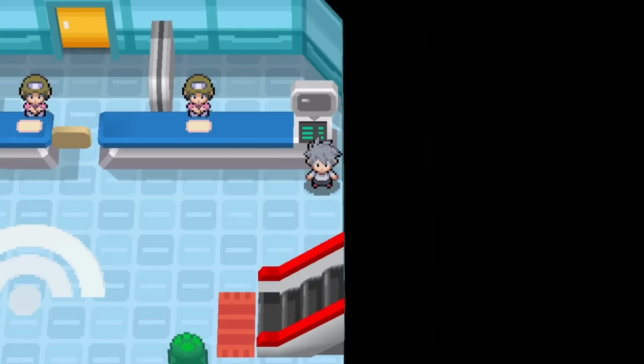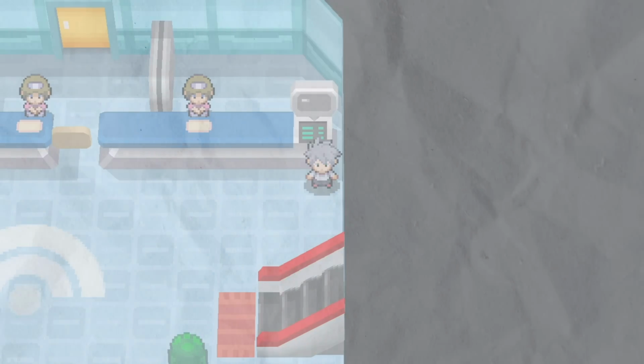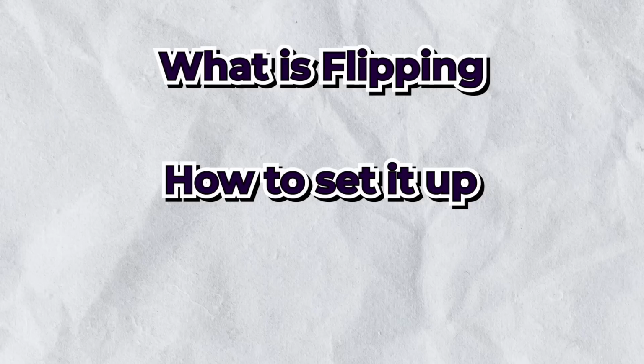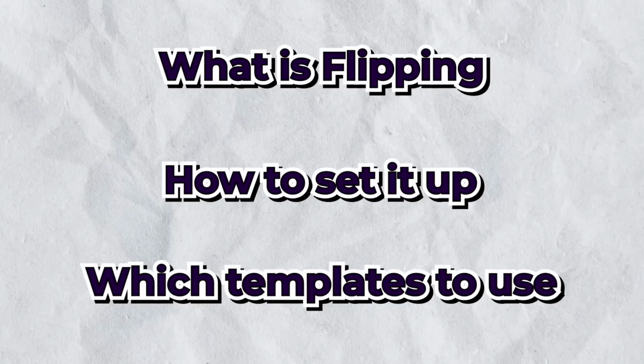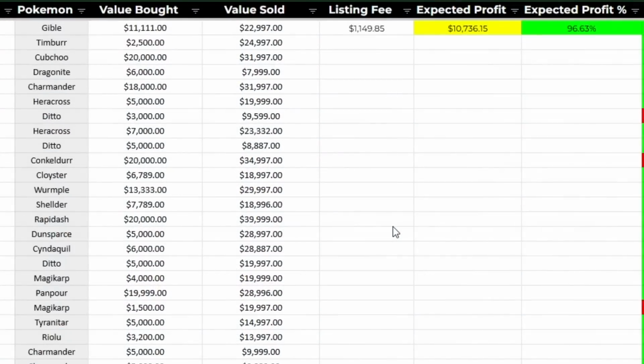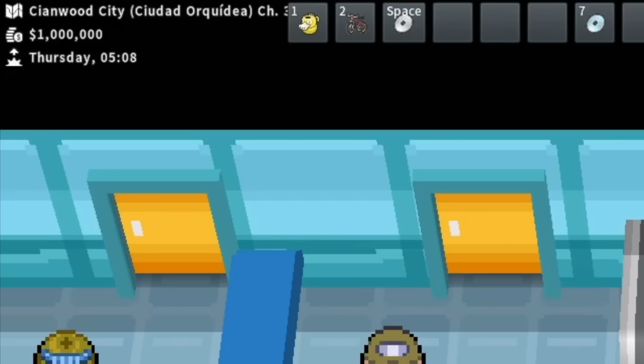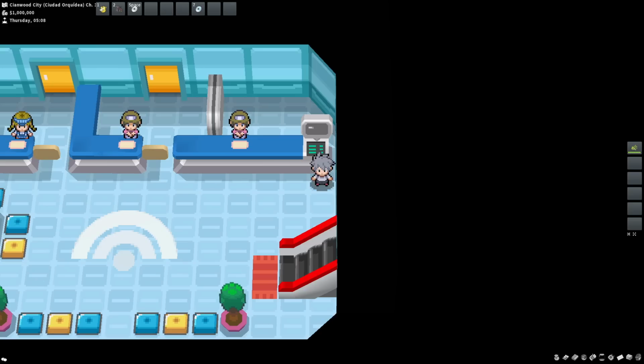Hey guys, in this video I'm going to show you how to flip for beginners in PokeMMO. You'll understand what flipping is, how you set it up, and which templates I would like you to use. I'll also show you a spreadsheet to use, and I'll flip this 1 million and show you the results I have using this template. So let's get started.